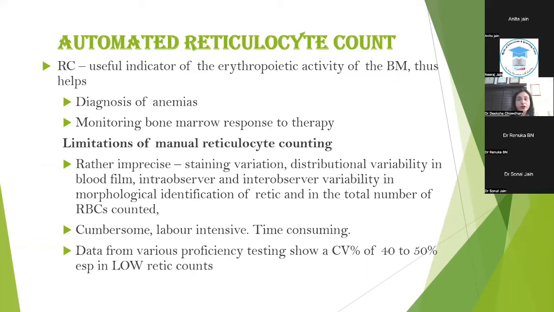Then there is a lot of imprecision because of staining variations, because of distributional variability in the blood film, because of intra-observer and inter-observer variability in the morphological identification of the reticulocytes. And above all these, there was a problem of counting the total number of RBCs. We count a very limited number of RBCs. So on the whole, this method is cumbersome, labor intensive, and time consuming. Moreover, the CV% of manual reticulocyte count, when the counts are low, is as much as 40 to 50%.